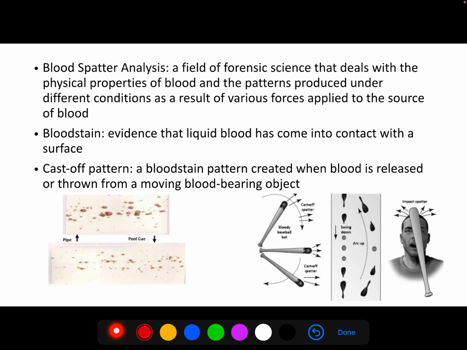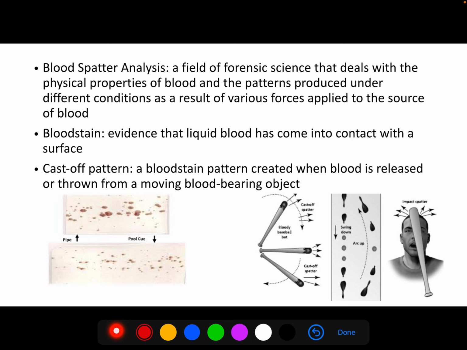A blood stain is evidence that liquid blood has come in contact with a surface. This could still be wet or it could be dried blood. But it's one of those things that even if someone tries to clean up a crime scene, we may still be able to find these stains and find these traces.